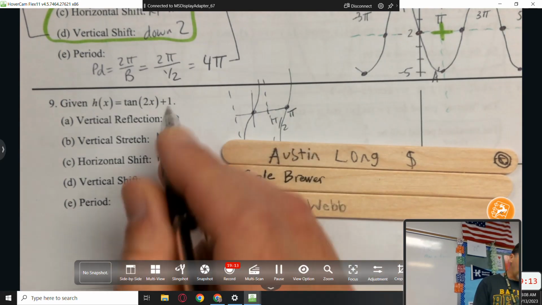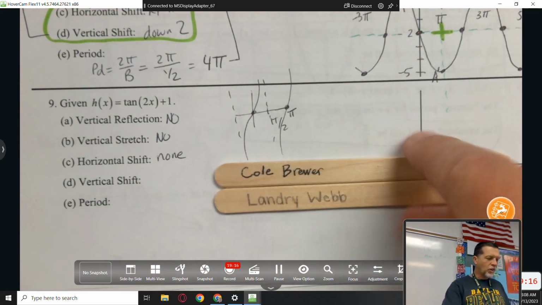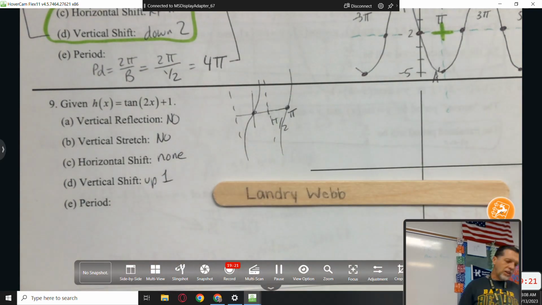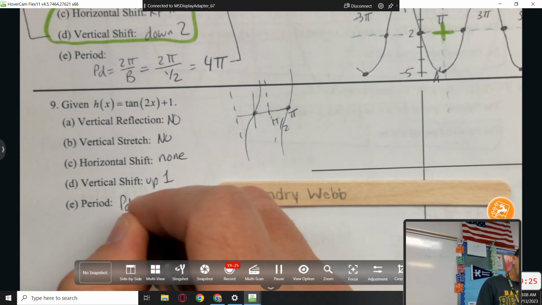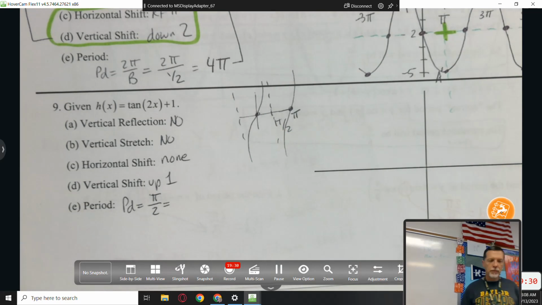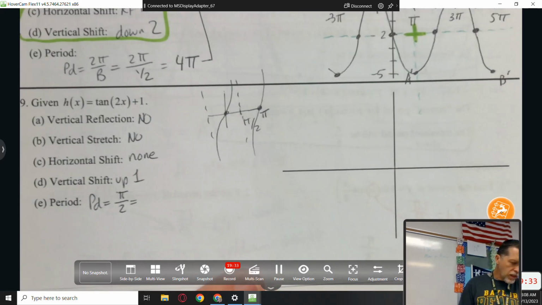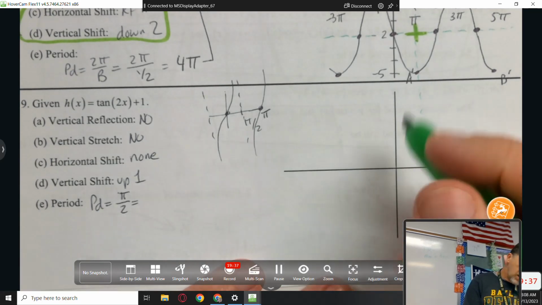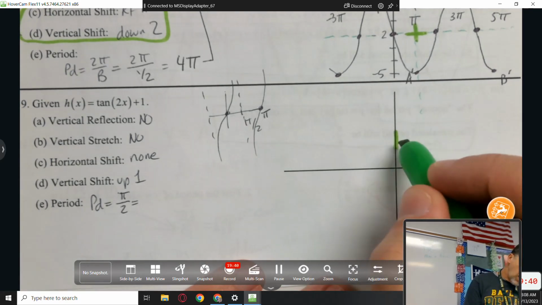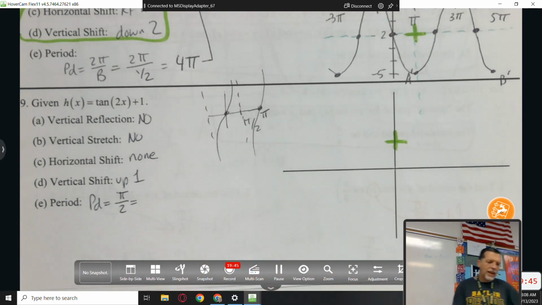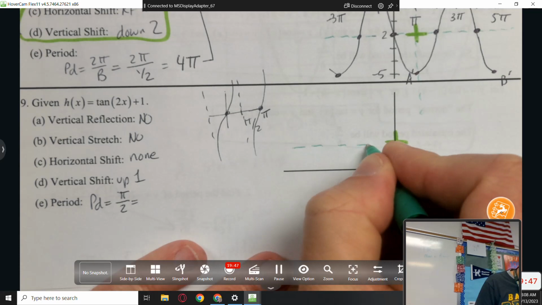So that's a great start. No, none. Cole, vertical shift? Up 1. And Landry, the period? Good. Pi over 2, because it's the normal period divided by b. So pi over 2. Okay, vertical shift up 1. So there's my up 1. And again, if you want to put in the whole new axis, that's fine too.